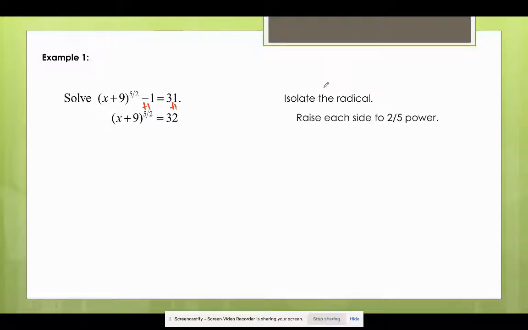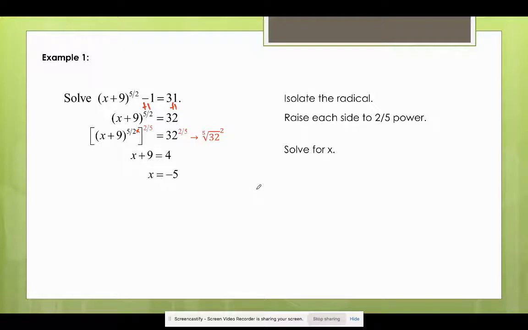From there, what we're going to do is raise each side to the reciprocal of the power, okay? This is to the 5/2. You're going to raise each side to the 2/5. So that's what that looks like. Now remember, power to a power, you multiply. So really, 5/2 times 2/5 just equals 1. So that's how we get that x plus 9 outside of the radical. All right, the other thing we're going to do is evaluate 32 to the 2/5. So power over root, it's really the 5th root of 32 squared, which is going to be 4. So we're left with x plus 9 equals 4. Pretty simple. Subtract 9, solve for x, we get x equals -5.